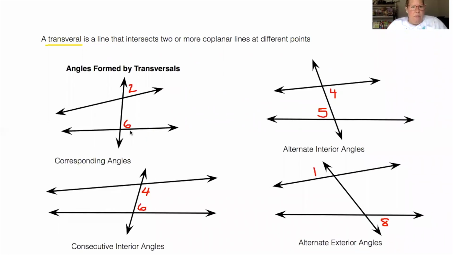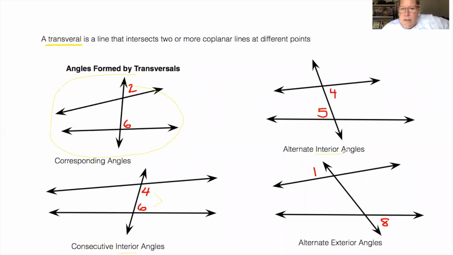Okay, so review corresponding angles. Okay, the same place when you cross the transversal on the lines. Okay, 2's in the same place as 6. Consecutive interior angles. Interior means inside. Okay, inside on the same side as the transversal. Okay, so inside between the two lines on the same side.